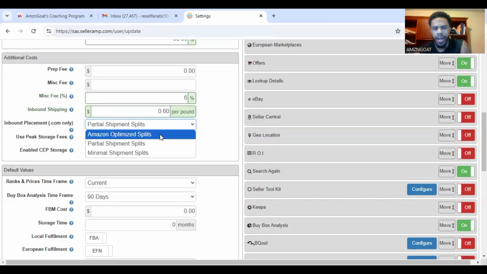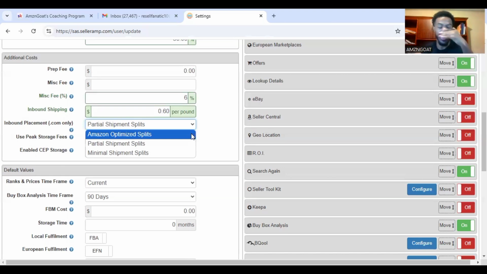So Amazon now is February 7th. At first they didn't do this, but now with the new updates, you actually have to send 5 identical boxes, like length, width, and height and weight. You have to send at least 5 identical boxes FBA to get this Amazon optimized splits option to even show up, right? To even be an option.